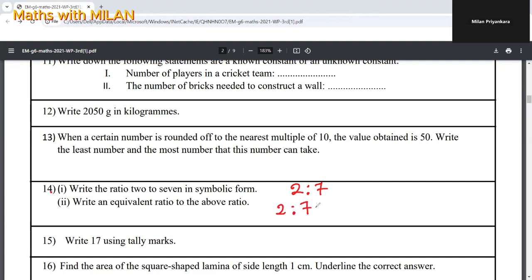2 to 7 is equal to 2 into 2. I'm going to multiply by 2 both sides, and 7 into 2, right? So I get here 4 to 14. The ratio 4 to 14 is an equivalent ratio to 2 to 7, right? So let's move on to the 15th.